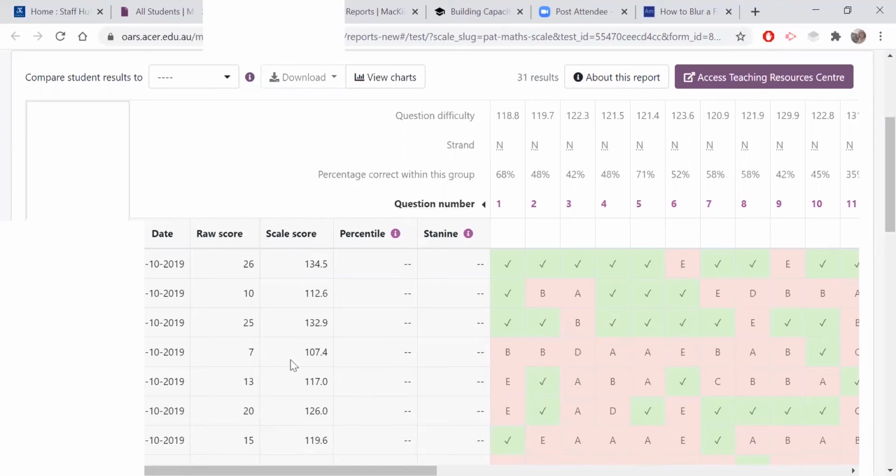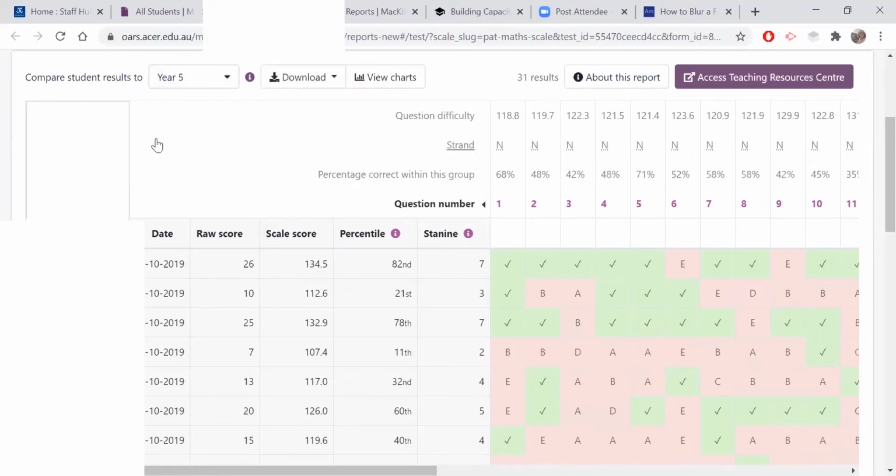The scale score is a very important score. Now, you'll notice that the percentile and stanine are not there. The reason for that, as we've discussed, is that we have to compare it to something. So we go up to here and it says compare student results to. Because these children were in year 5 and they did it at the end of the year, we can compare it to year 5s at the end of the year.